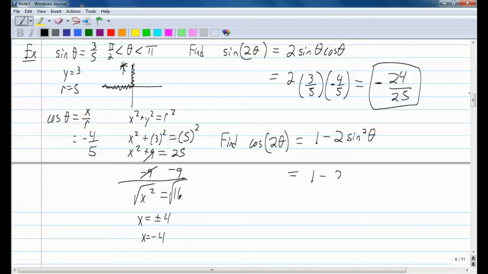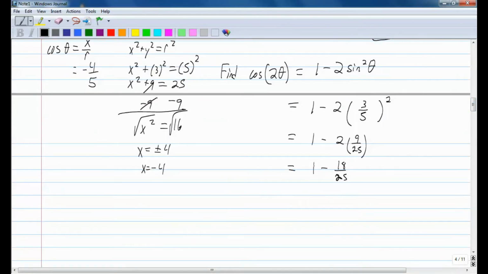All right, so this is going to be 1 minus 2 times sine is 3/5. So when you plug in the 3/5, since it was squared here, make sure that you square that. So that's 1 minus 2 times 9/25, or 1 minus 18/25. And what is 1? 1 is 25 over 25. So you have 25 over 25 minus 18 over 25. It's going to be 7 over 25. So the cosine of 2 theta is equal to 7 over 25.